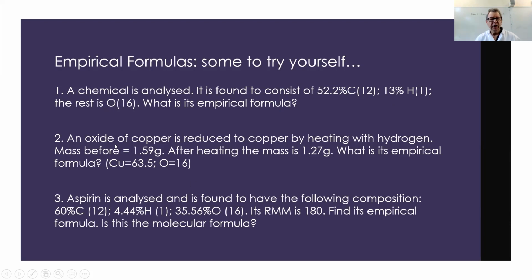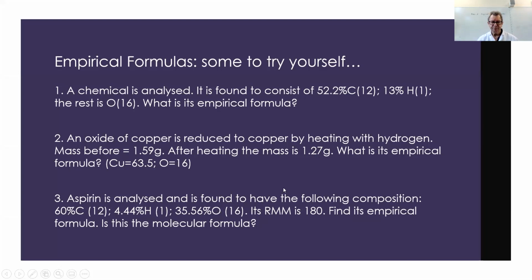The second one, an oxide of copper is reduced to copper by heating with hydrogen. In other words, the hydrogen takes the oxygen away from the copper. Here's the mass before, 1.59, so that will be the mass of the whole copper oxide, and after heating it, it's 1.27. So that must be the mass of the copper, so this minus that will allow us the oxygen. So then you'll have the mass of the copper, 1.59 minus 1.27 will give me the oxygen.